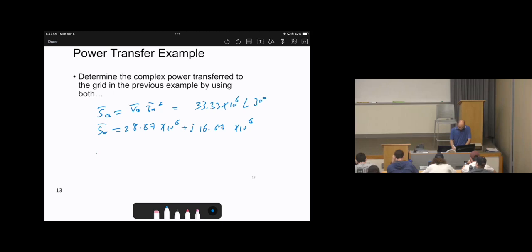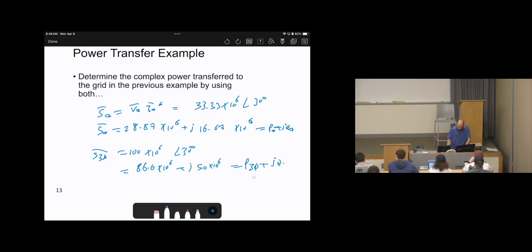While when we discuss the three-phase power, it was 100 times 10 power 6, angle 30 degrees. So in rectangular coordinates, again, this is P plus JQ. This one will be 86.6, I'm sorry, 86.6 times 10 power 6 plus J 50 times 10 power 6, which is the real power three-phase and the reactive power three-phase. This is using method number 1.